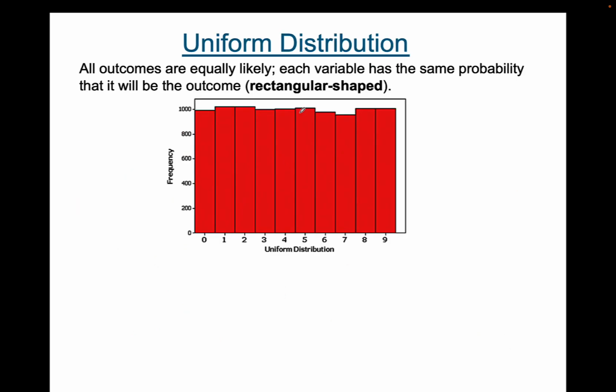All right, we do not have a bell-shaped curve here, so we would not call this one normally distributed. This looks like a rectangle, okay? Whenever we see a rectangle-shaped data, we call that uniform. That's where all outcomes are equally likely. Each variable has the same probability that it will be the outcome, okay? So you've got to link these together: uniform distribution, rectangular shaped.